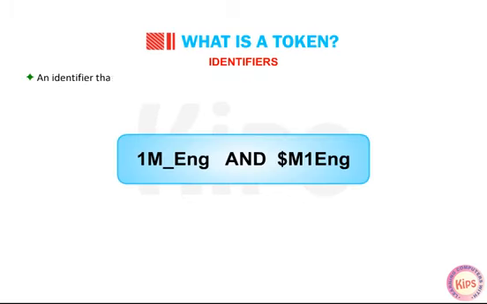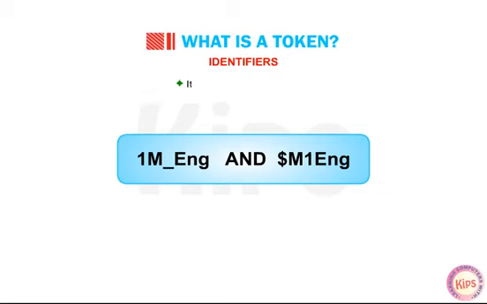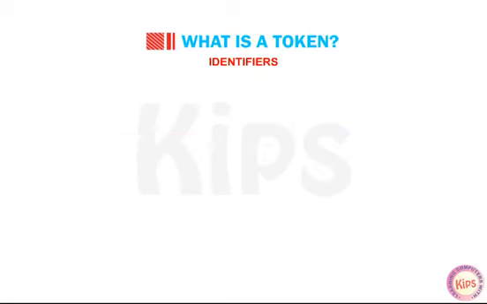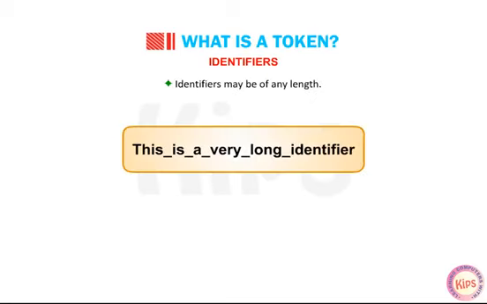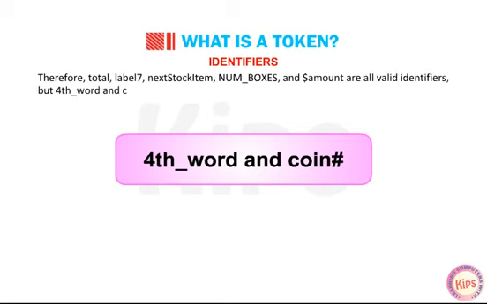An identifier that we use in a program can be composed of any combination of letters, digits, the underscore character, and the dollar sign. It cannot begin with a digit. Identifiers may be of any length. Therefore, total, label7, next_stock_item, number_boxes, and dollar_amount are all valid identifiers, but fourth word and coin#value are not valid.